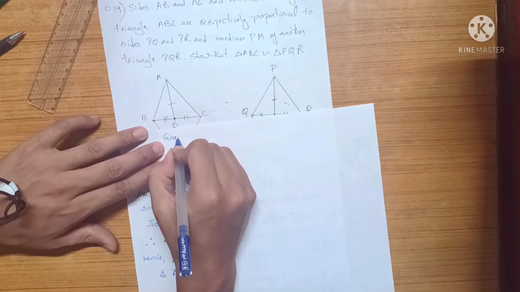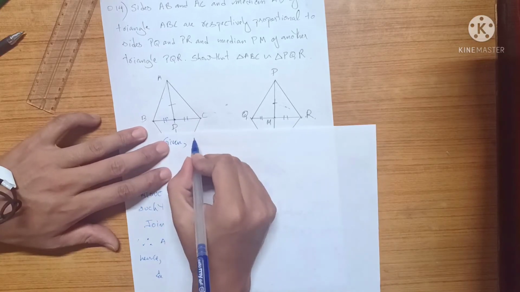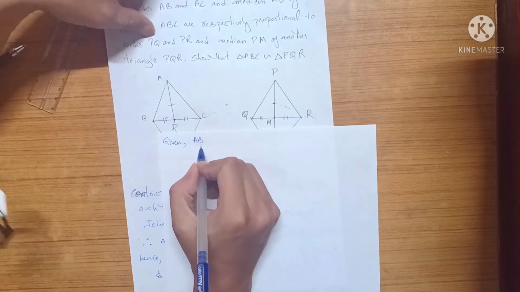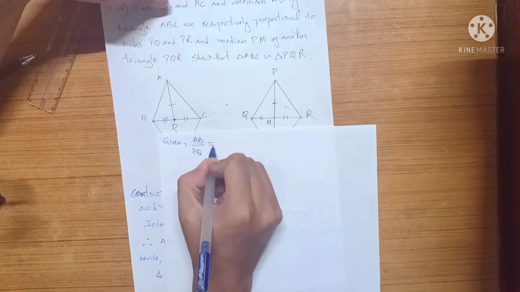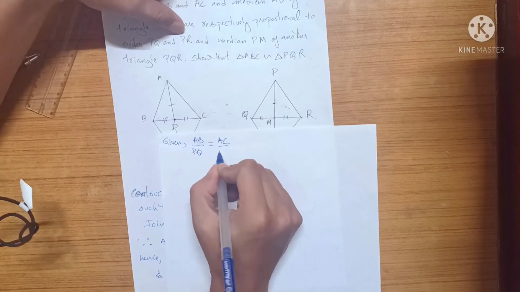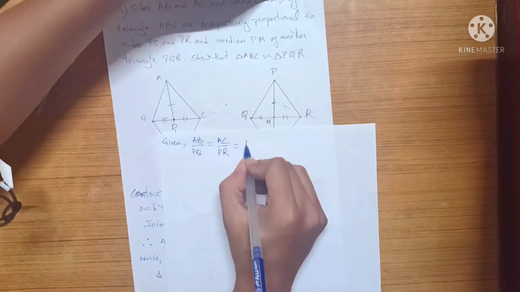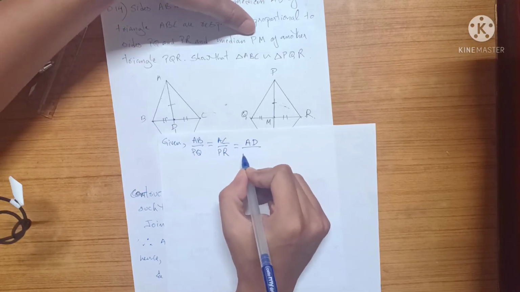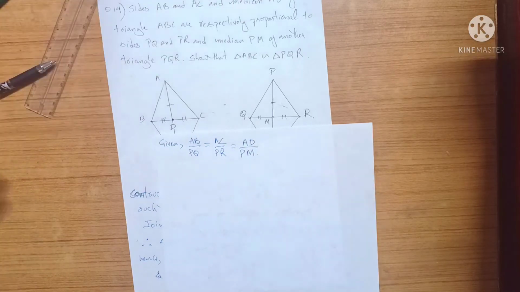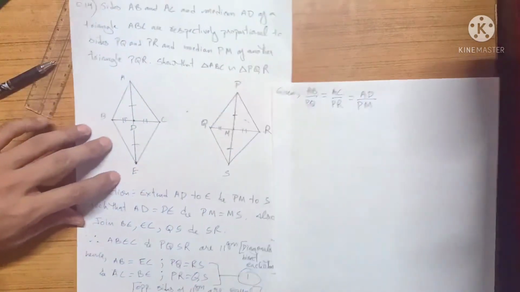Given in the question was AB by PQ equal to AC by PR equal to AD by PM. Okay, so here's the deal.